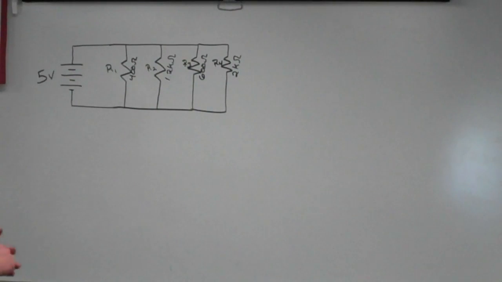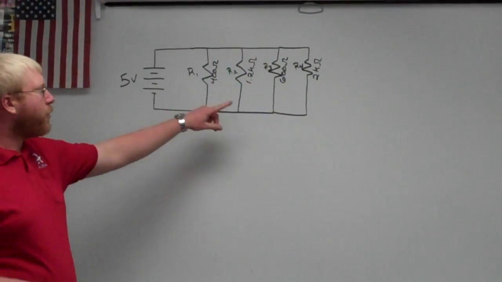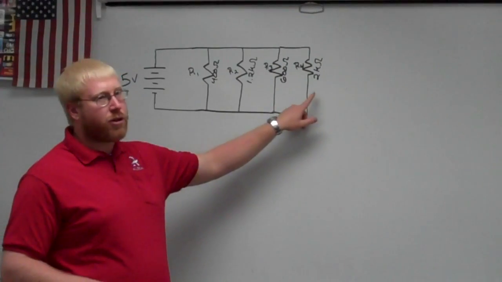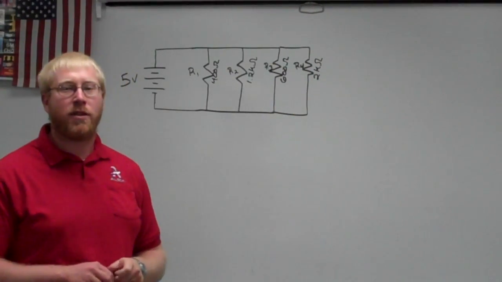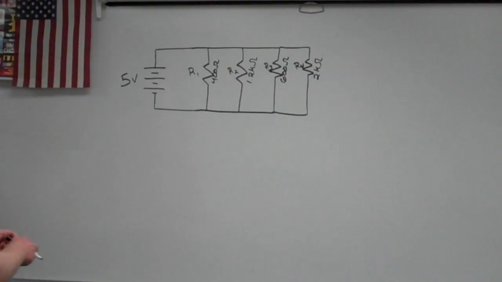So today I'm going over a parallel circuit. You can see that my parallel circuit has a 5 volt supply and 4 resistors: 400 ohm, 1.2 kilo ohm, 600 ohm, and 2 kilo ohm. I'm going to solve this circuit. This is an example from my digital electronics class.